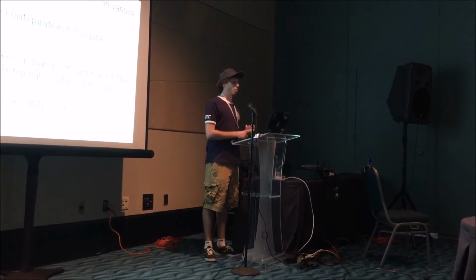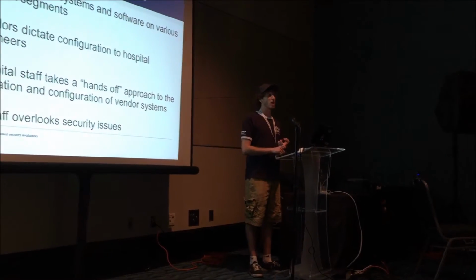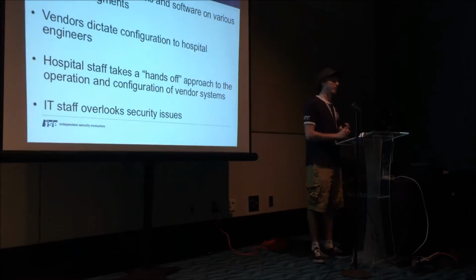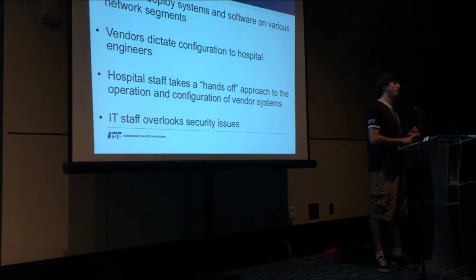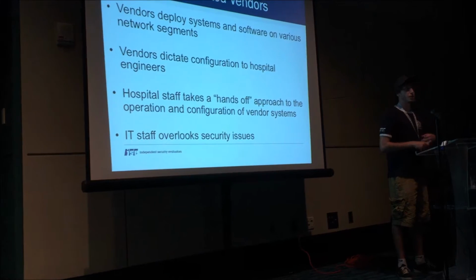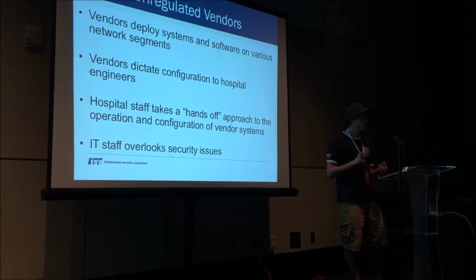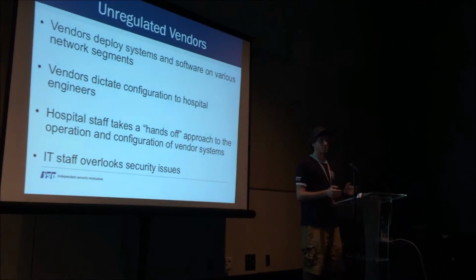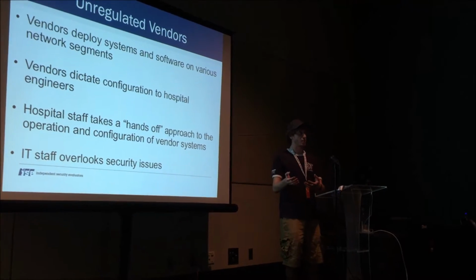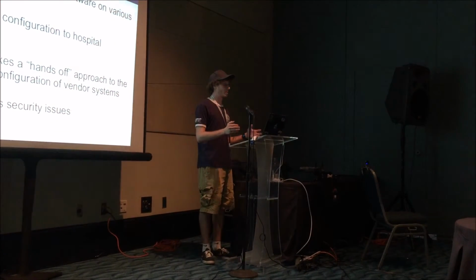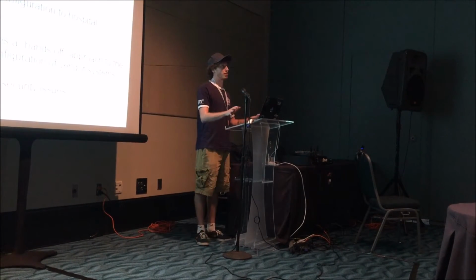So vendors have the ability to deploy systems and software on various network segments. They have a lot of control, and hospital IT staff has very little control. The vendors are dictating the configuration of these network segments, as well as the configuration of the devices, which again can poke holes in the overall architecture of the network. And overall, hospital staff takes a hands-off approach. The third-party vendor will provide the staff with a list of requirements for them to deploy their system, and the staff will then adhere to those requirements, and then they won't touch it ever again.